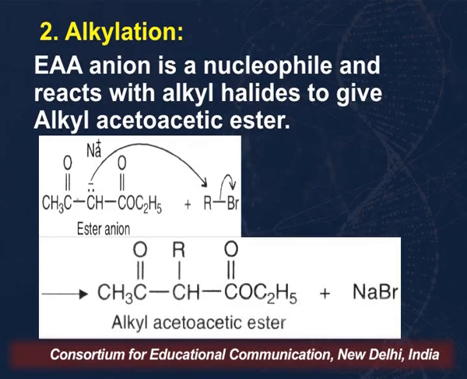And what we are noticing here, as you can see on your screens, is that the ester anion has a negative charge on the methylene carbon. So it will act as a nucleophile through this carbon and make a bond with the alkyl group, resulting in the formation of alkyl acetoacetic ester. And sodium will react with bromine, resulting in the formation of sodium bromide. Now we can do two more reactions with this molecule, that is, we can do acid hydrolysis or we can do the ketonic hydrolysis.